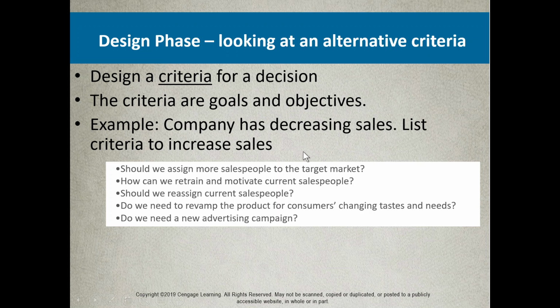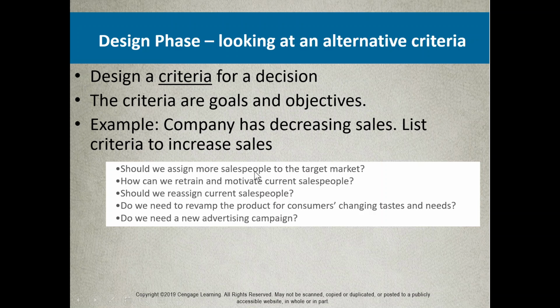So for example, a company could have decreasing sales. If they've got decreasing sales, their objective is, of course, to increase them. They want to build and list criteria to help them increase sales. In the design phase, we can have design criteria or questions, essentially designing questions to help increase sales. In this case, should we assign more salespeople to the target market? That's a decision we need to answer. So we're going to build the criteria, and then we're going to carry that out.